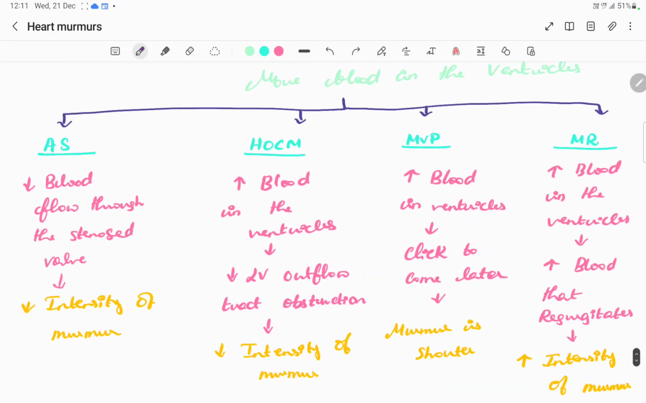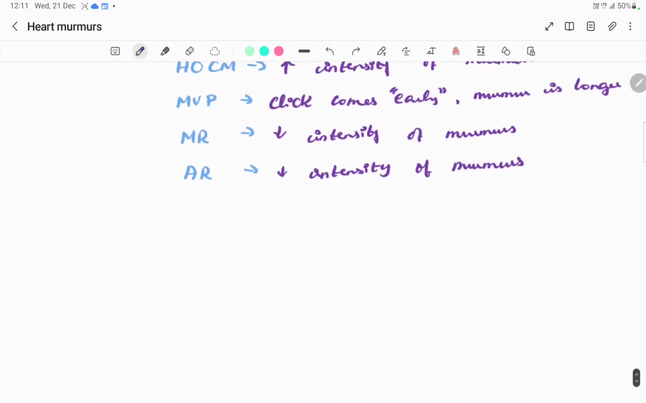So here we saw decreased blood flow through stenosed valve. There it is going to be increased blood flow in the stenotic valve. So that is going to cause an increase in the intensity. Here we saw an increased blood in the ventricles, like the left ventricular end diastolic volume is going to be high here, but there it is going to be low. So that is going to cause an increase in the intensity of the murmur. So just the opposite of what we saw here.